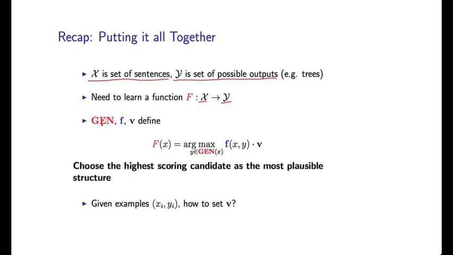So this function is defined through these three components, gen, f, and v, as follows. For a given x, I enumerate every one of the candidate structures. So I do an argmax over all members y of gen x. For each such structure y, I calculate its score through this inner product, and then I return the highest scoring structure. That's what this argmax does. So it's very intuitive in a sense. You enumerate each of the candidates in turn, you calculate their score under this inner product, and return the highest scoring candidate.